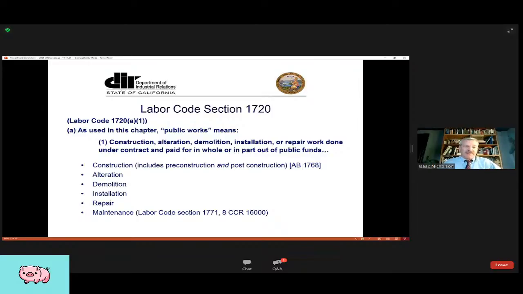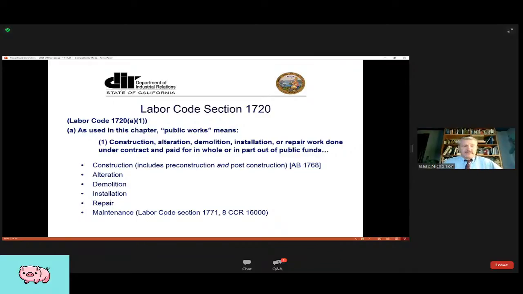Okay, so 1720. What does public works mean? It's construction, alteration, demolition, installation, or repair work done under contract and paid for in whole or in part out of public funds. So these various terms are terms of art which cover very specific types of work. Construction, as amended by AB 1768 a couple of years ago, includes pre-construction and post-construction work as well. Alteration refers to a change in character of land primarily. So it's got a very specific definition under the labor code.